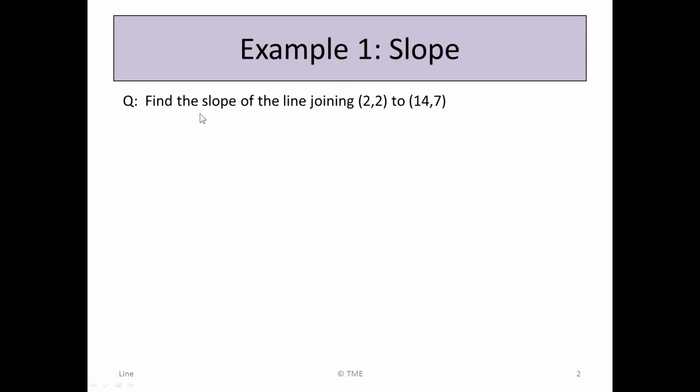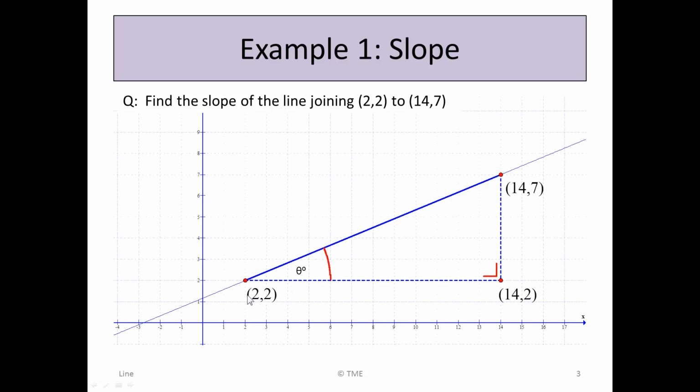Example 1. Find the slope of the line joining (2, 2) and (14, 7). Here on the xy plane we've got the point (2, 2), 2 in x and 2 in y, and the point (14, 7), 14 out and 7 up. And we're interested in the slope of this line. How fast the y values are increasing as we move out in terms of x.